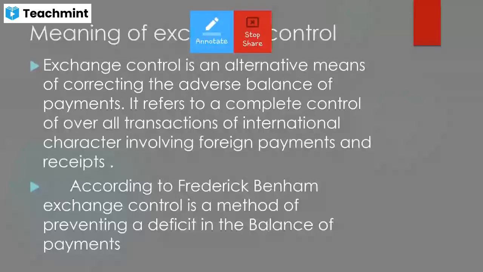The final one I quoted: according to Frederick Benham, exchange control is a method of preventing a deficit in the balance of payment. What is that deficit?